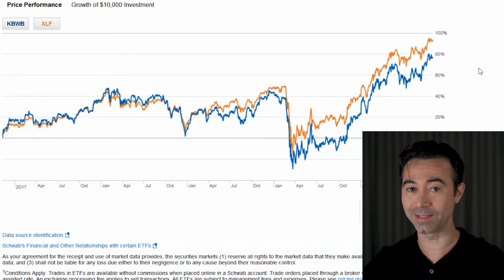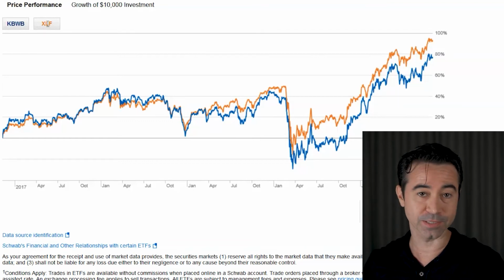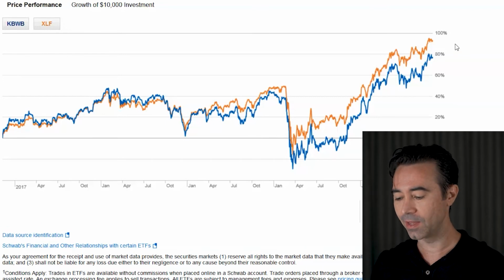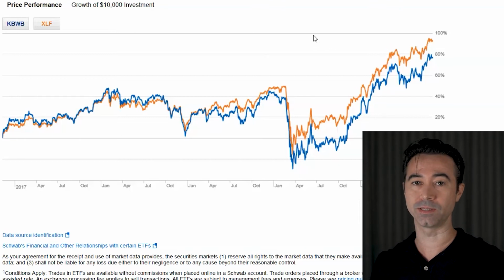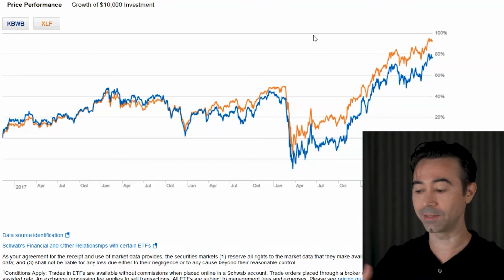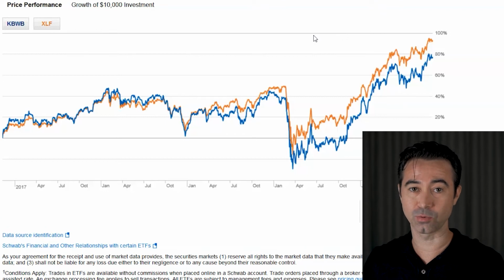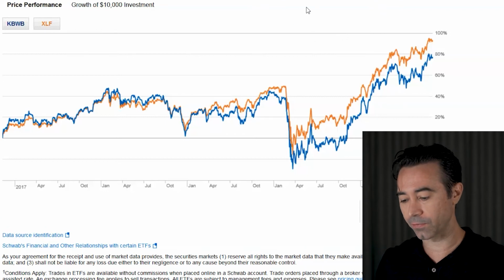Next, I want to ask the question of, is this banking sector ETF, KBWB, outperforming the general sector that it's inside, so the financial sector? So here we're going to take a look at KBWB versus a financial sector ETF, XLF. And so what we see is that XLF, the sector ETF, outperformed KBWB. So the sector outperformed the banking ETF in this situation, and this is over a 5-year period.